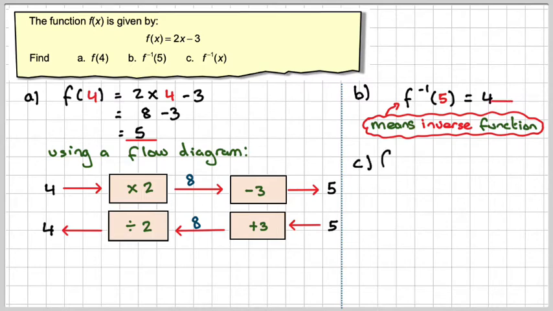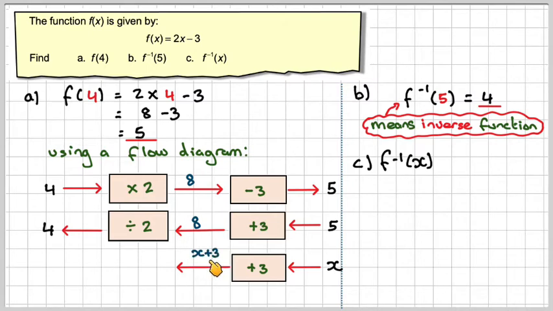Now, more interestingly, what about f to the minus 1 of x? What would be the actual inverse function in terms of x? Well, instead of putting 5 here, let's start with x. What was the first thing we did? We added 3, the opposite of taking away 3. So that comes out, in algebra, as x plus 3.